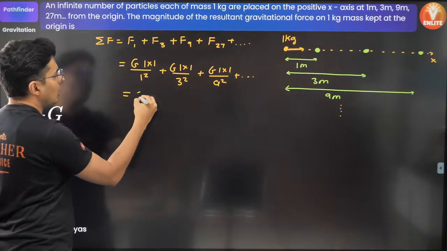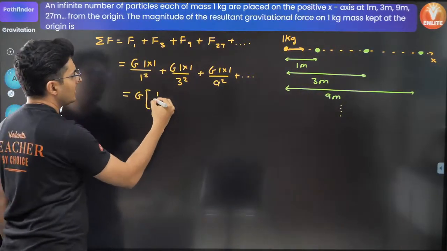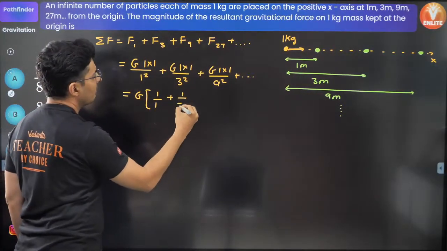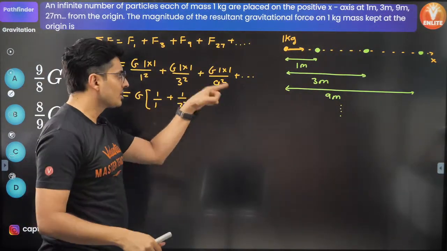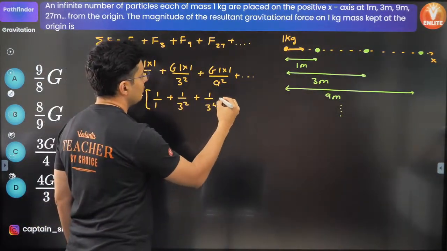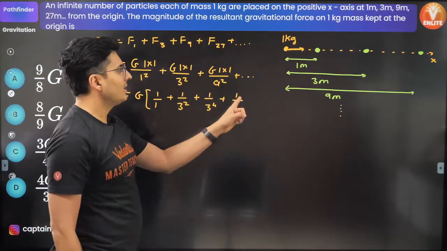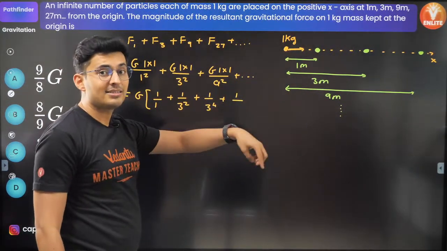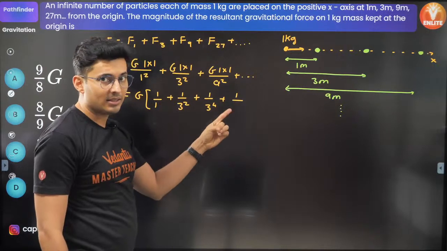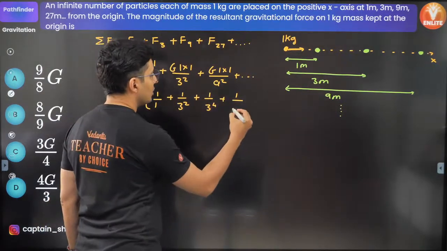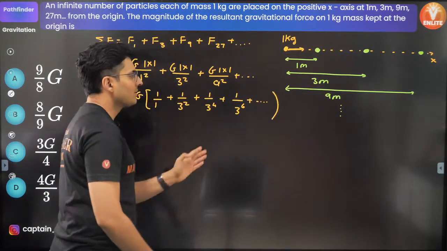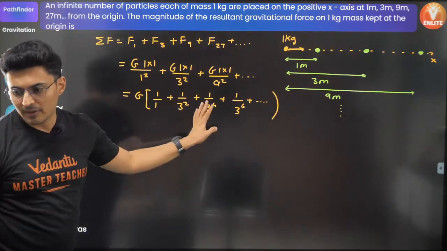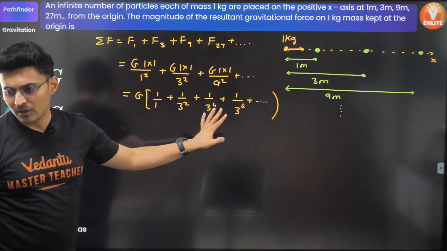I think G is common, and what I can see from here is it's 1 by 1 plus 1 by 3 square plus 1 by 9 square. 9 itself is 3 square, and the square of that will be 3 raised to 4. Next term is nothing but 27. 27 is 3 cube. Square of that will be 3 raised to 6, and so on and so forth. This will continue till infinity. Everybody got it?